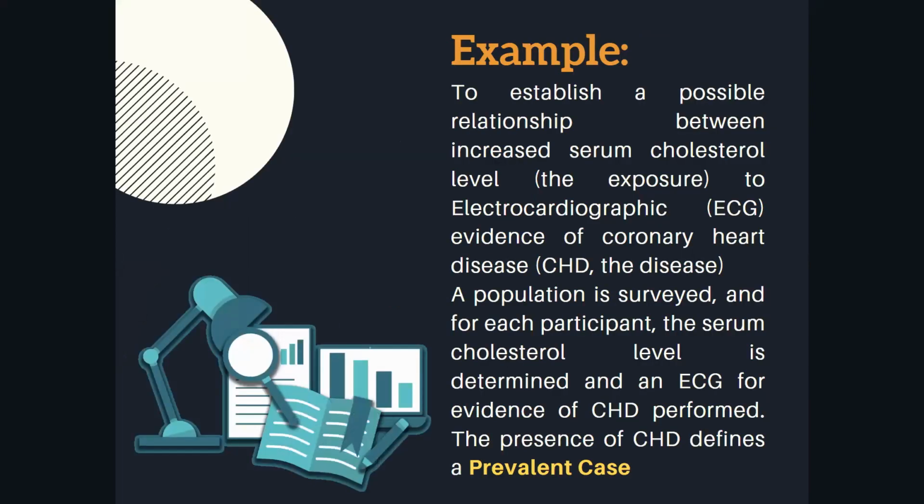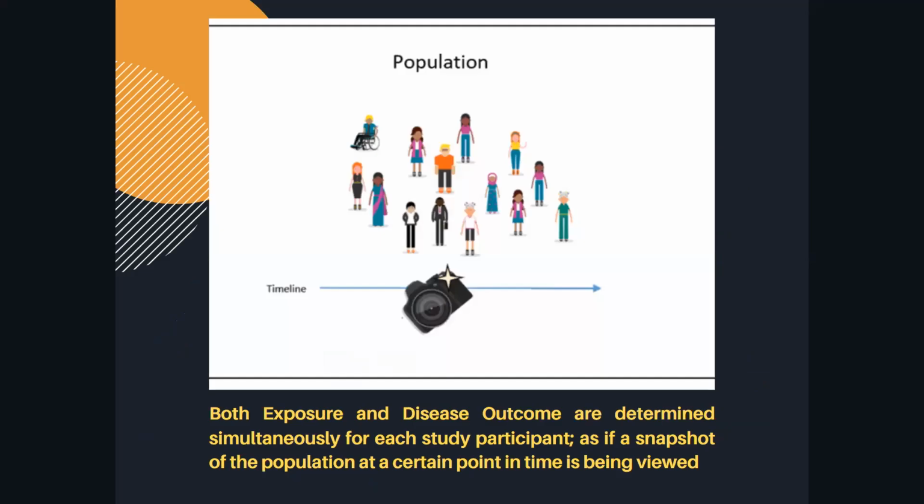For example, to establish a possible relationship between increased serum cholesterol level, the exposure, and electrocardiographic evidence of coronary heart disease, which is the disease, a population is surveyed, and for each participant, the serum cholesterol level is determined, and an ECG for evidence of coronary heart disease is performed. The presence of coronary heart disease defines a prevalent case. As you can see, both exposure and disease outcome are determined simultaneously for each study participant, as if a snapshot of the population at a certain point in time is being viewed.